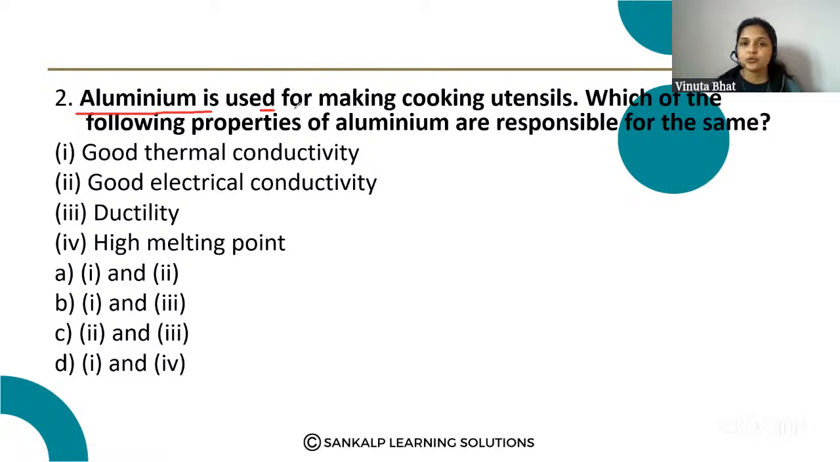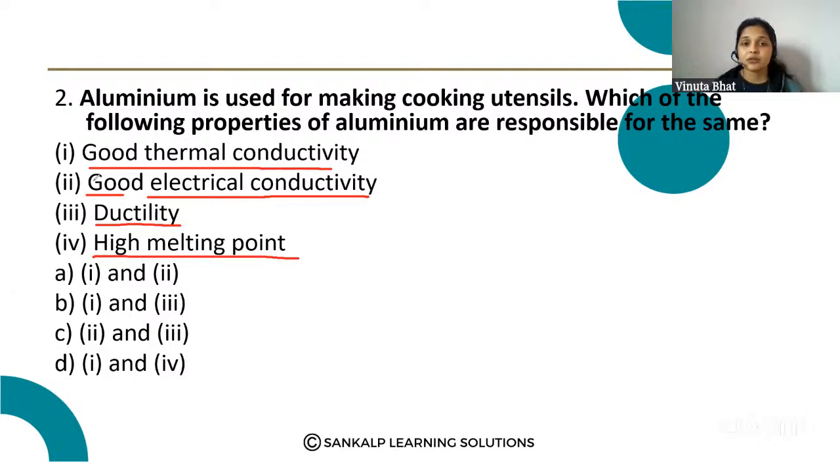Aluminium is used for making cooking utensils. Which of the following properties of aluminium are responsible for the same? Why is aluminium used as a cooking utensil? Option 1, good thermal conductivity. 2, good electrical conductivity. 3, ductility. 4, high melting point. What is the reason for this?